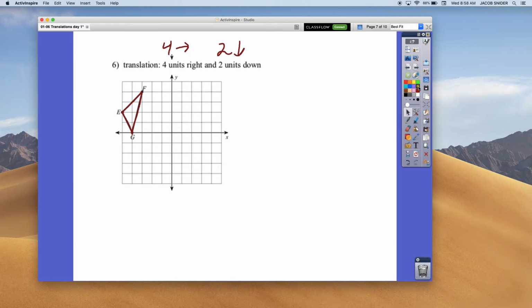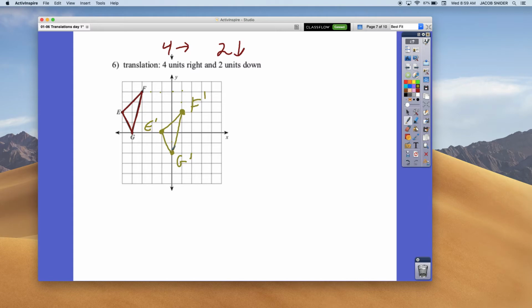Here we go, F. Okay, 4 units right: 1, 2, 3, 4, down 2. There we go, F prime. E, 4 units right: 1, 2, 3, 4, down 2. And G, 4 units right: 1, 2, 3, 4, and down 2. There's G prime. Connect it, make my triangle, rock and roll.